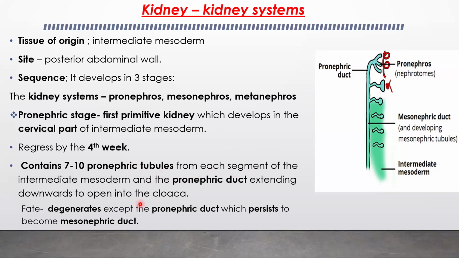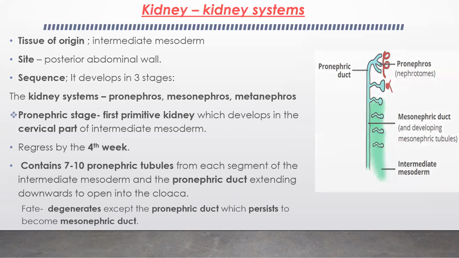Yes. And then the fate of those pronephra is that they usually degenerate, except the pronephric duct, which persists to become the mesonephric duct. So here you can appreciate these are the pronephros. They have a pronephric duct. This pronephric duct will persist to become the mesonephric duct.